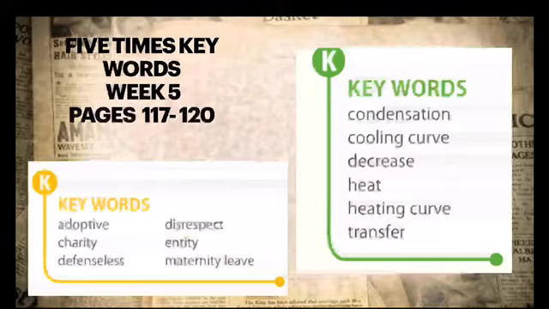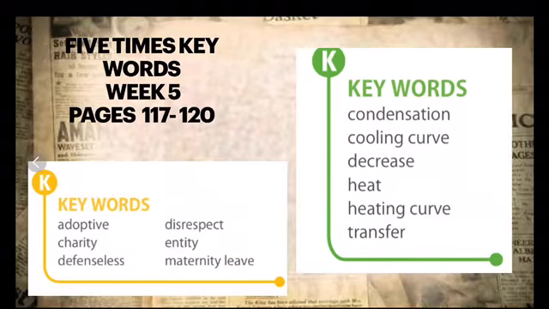Okay, so now let's take a look at these 5 times keywords from week 5. This is your second vocabulary activity from pages 117 to 120. These are the keywords that you have to write 5 times each one. Previously you have seen and analyzed the definitions if you have doubts. Okay, each word 5 times.